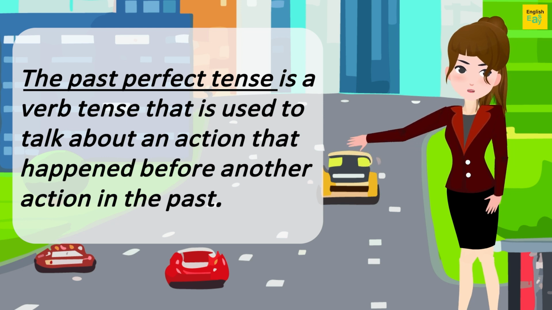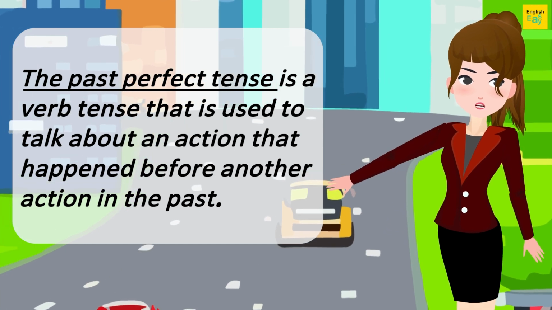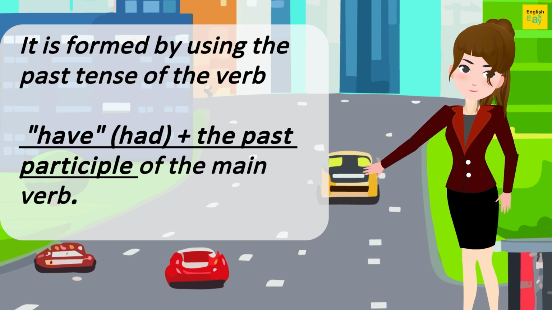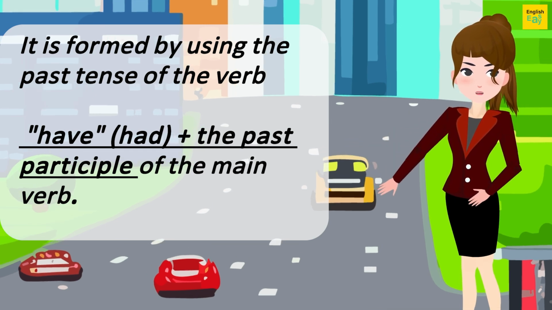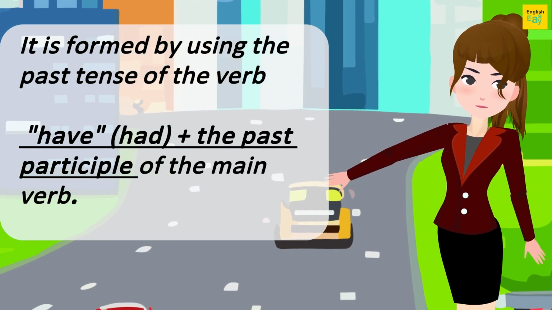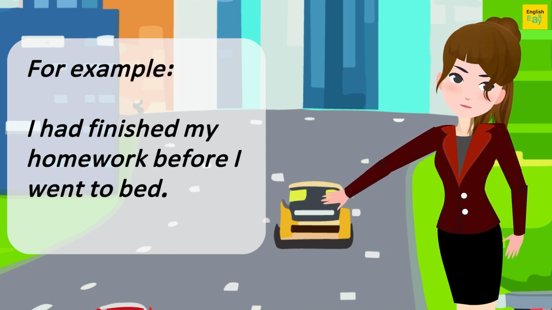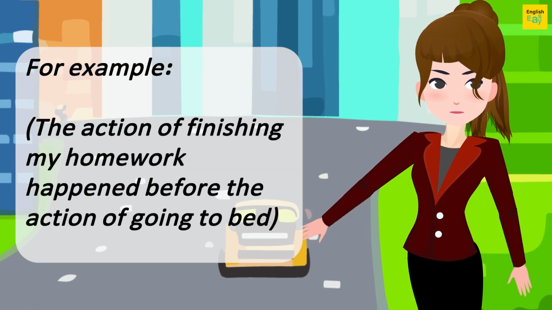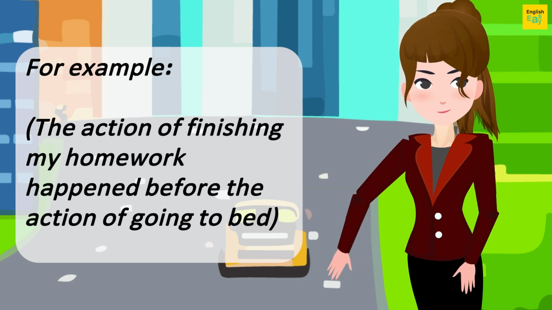The past perfect tense is a verb tense that is used to talk about an action that happened before another action in the past. It is formed by using the past tense of the verb have, had, plus the past participle of the main verb. For example, I had finished my homework before I went to bed. The action of finishing my homework happened before the action of going to bed.